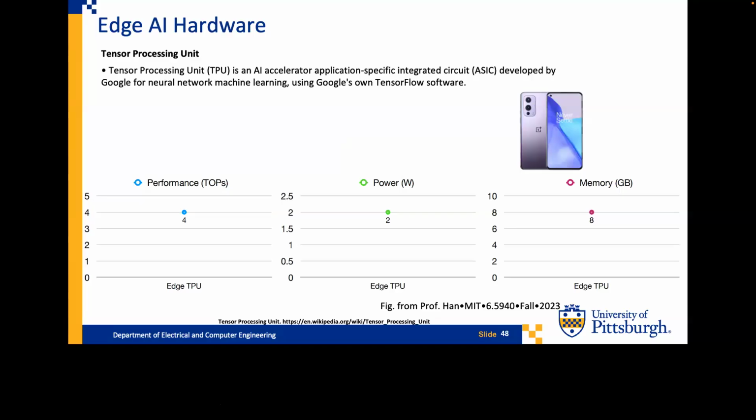This is the TPU. I don't have the latest TPU information, but the first generation of the mobile TPU, the tensor processing unit, gives you about 4 teraops at 2 watts and 8 gigabytes. If you compare across different platforms, it also gives you a sense of what kind of hardware we are dealing with nowadays.